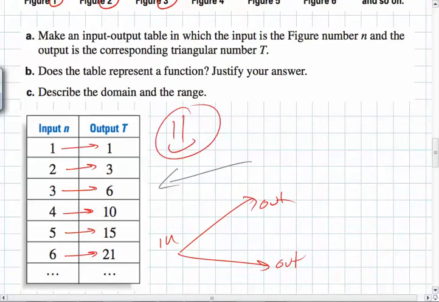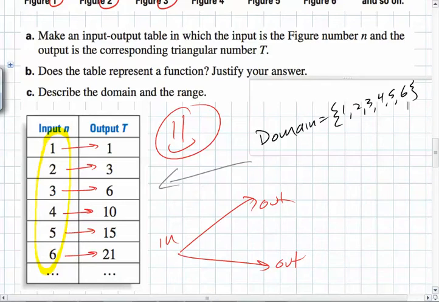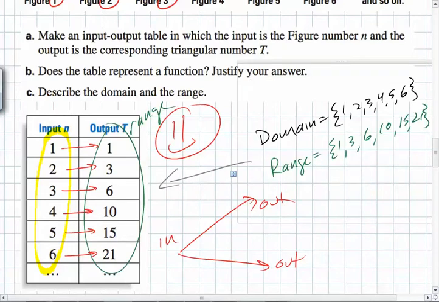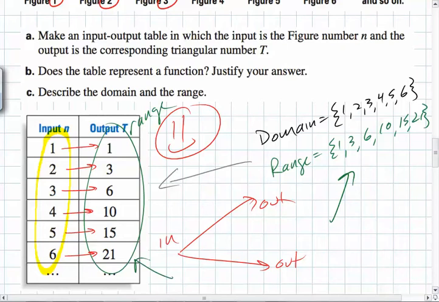Yay! Now what about the domain and range? Simply put, the domain is the collection of all of these numbers. So you would say the domain is the set of all the integers from 1 to 6. And what about the range, which is the collection of all the output values? And right there is your range. It's the collection of all output values.